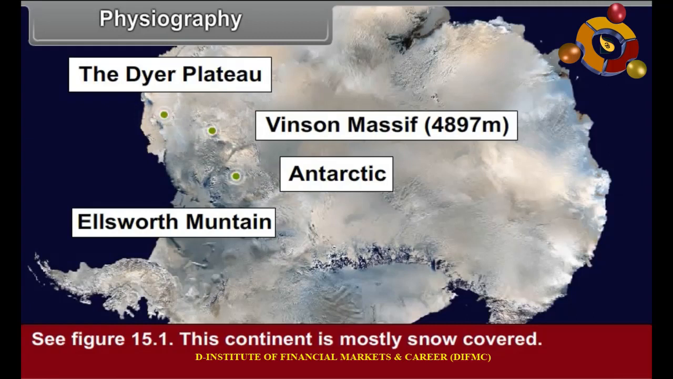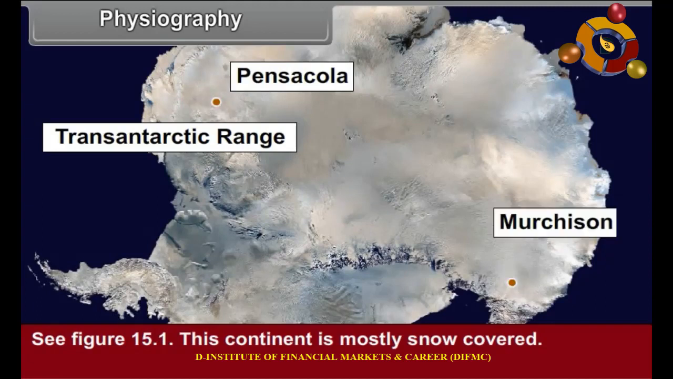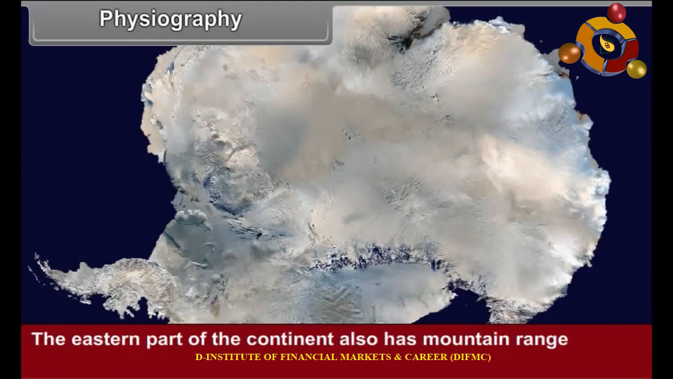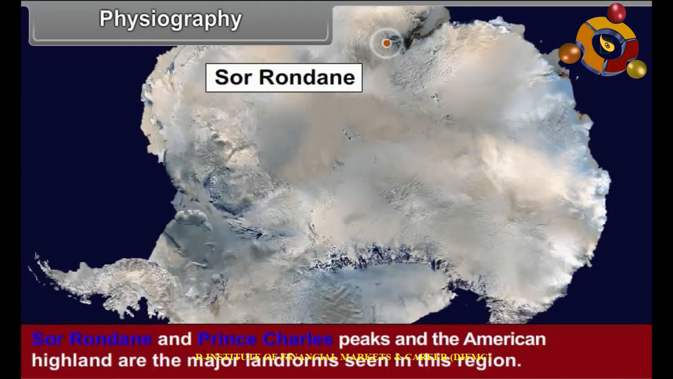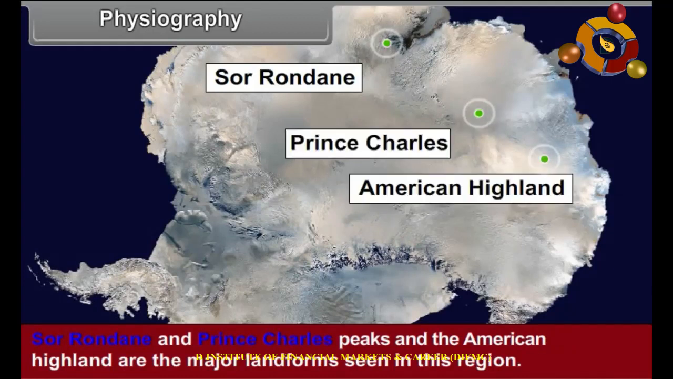Vinson Massif, 4,897 meters, in this mountain is the highest peak in this continent. The Trans-Antarctic Range extends from Pensacola near the South Pole till Mountain Murchison. The eastern part of the continent also has a mountain range. Sir Rondane and Prince Charles Peaks and the American Highland are the major landforms seen in this region.